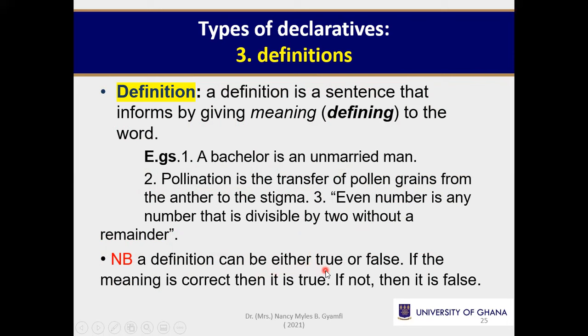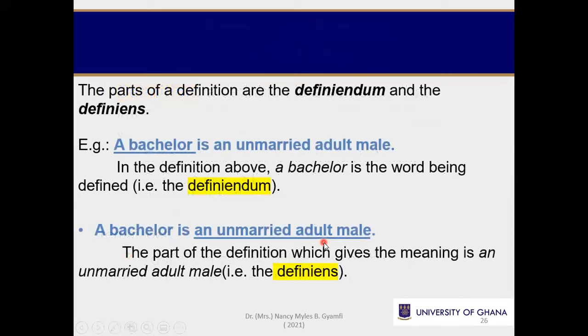We have said that it has a truth value. Remember, all the declaratives have a truth value. What are they? Factual statement, value judgment, and definition. All those three have truth values. And so they can be either true or false.